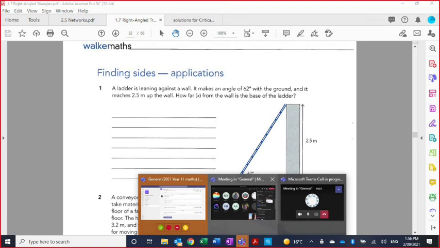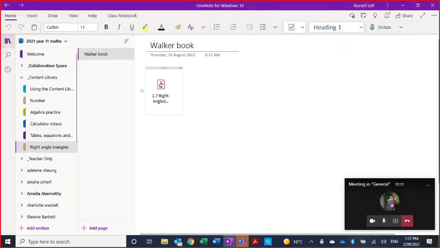There's one on OneNote. But yeah, that's what I was going to say, Catherine. I put it on the OneNote. Let me just share my screen and show you exactly where you can find it. So if you just go to OneNote and the OneNote for our class, you'll see right-angled triangles there in the content library, and there's the Walker book. It's the only thing that I've posted there, is the 1.7 right-angled triangles. Okay, great.